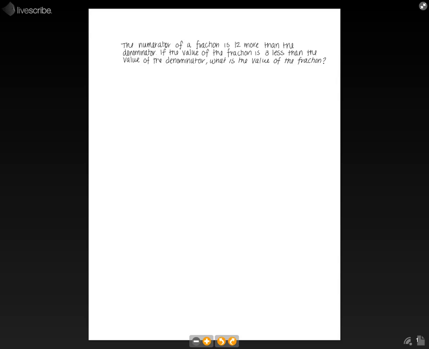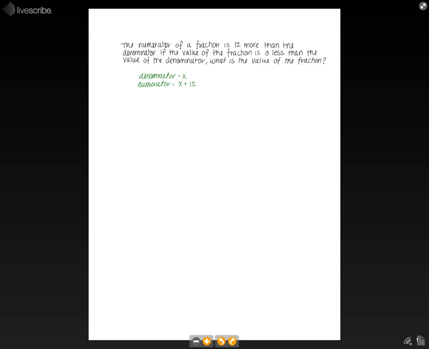So the first sentence says the numerator of a fraction is 12 more than the denominator. So let's make our denominator our x value. So our denominator is x. So what does that make our numerator? Based on the first sentence, it says 12 more than the denominator. So in algebraic form, that would be x plus 12.